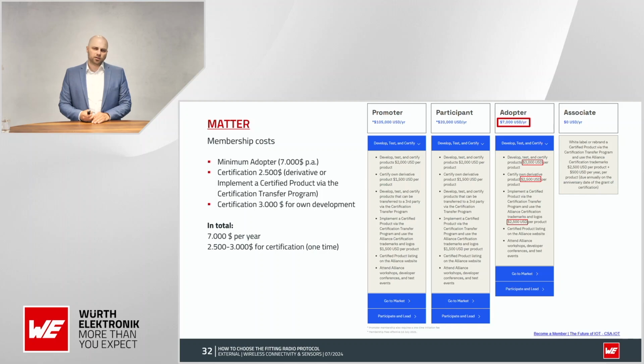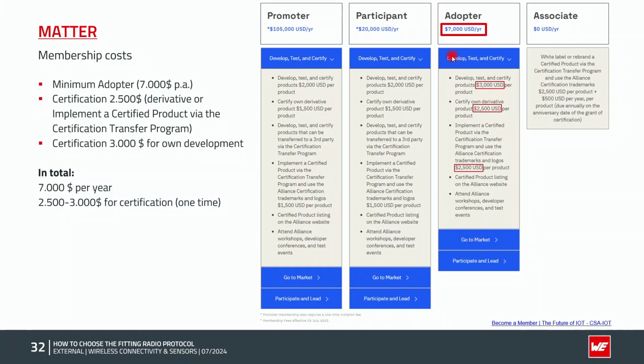The technology Matter I already introduced is also kind of cost intensive. You have to have in mind that you need at least an adopter license to bring devices into the market for $7,000 per year. So it's a yearly fee. The Bluetooth, for example, was a one-time fee. And then you have again here a one-time fee for the product, per product, $2,500 or $3,000. You have to have in mind that there is also some kind of costs coming up.